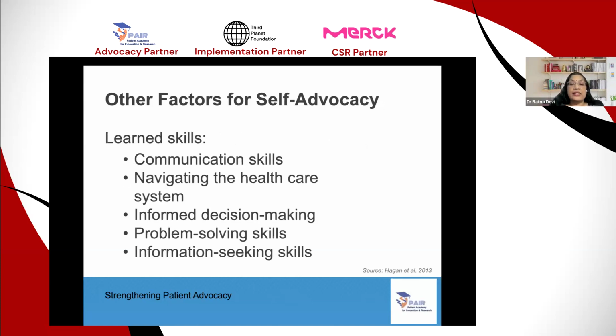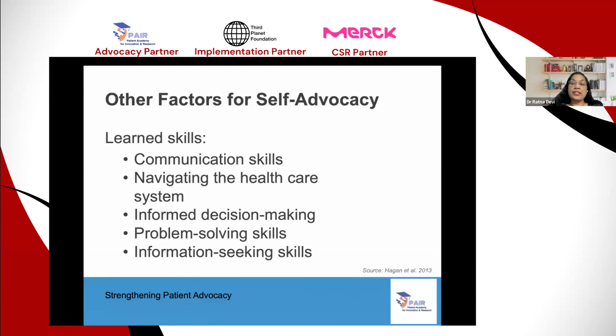Some of the learned skills, as I mentioned earlier, are communication skills and the ability to navigate the healthcare system. In the context of India, healthcare systems are usually very diverse, but we have two healthcare systems, the public healthcare system and the private healthcare system. The public healthcare system is complex and depends on whether it's a very large facility like the All India Institute of Medical Sciences or a primary care center.